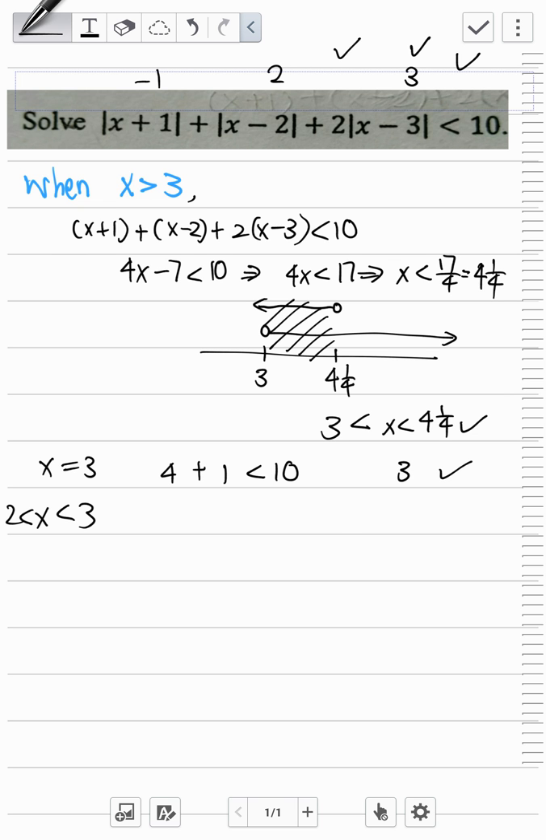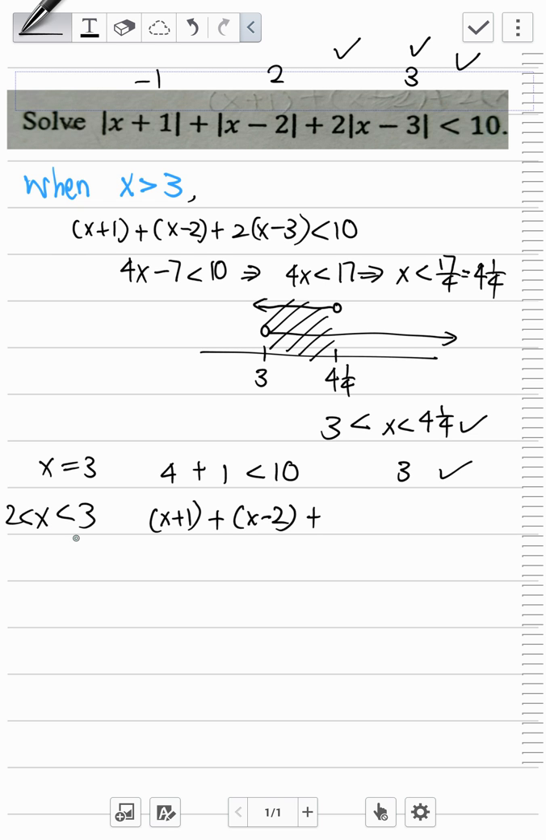If it is between 2 and 3, then this value would be a positive number, because any number between 2 and 3 added to 1 is a positive number. It doesn't matter whether the modulus sign is there or not. But let's say between 2 and 3 means greater than 2. Greater than 2, when I subtract 2, I'll get a positive number. So it doesn't matter whether the modulus sign is there or not.